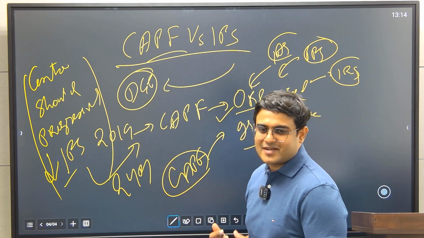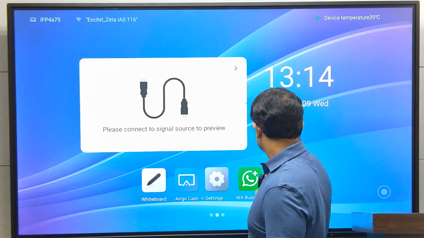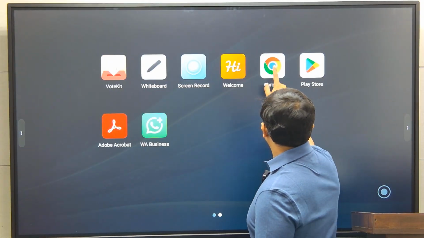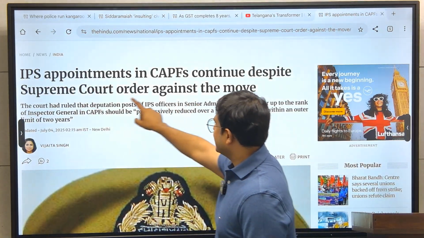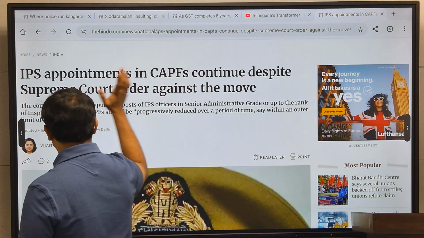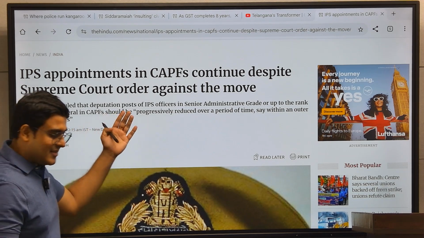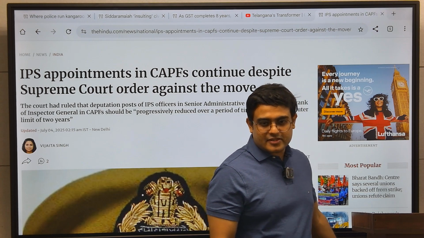But what happened? Did the Center continue? See this news: IPS appointment in CAPF continues despite Supreme Court's order against the move. July 4, 2025. So the appointment is still continuing. Now this was the story.